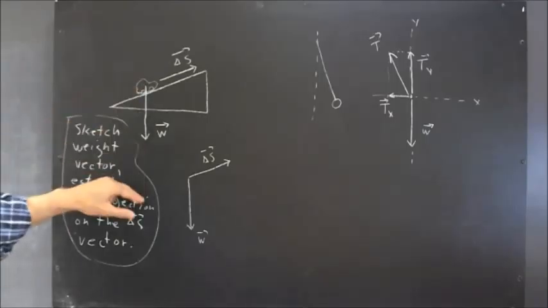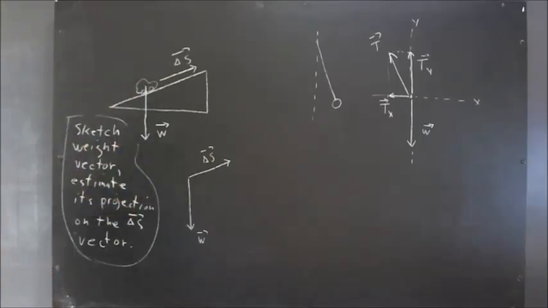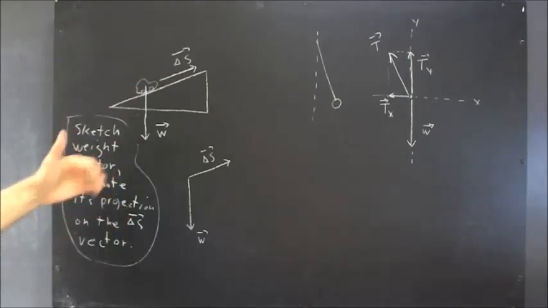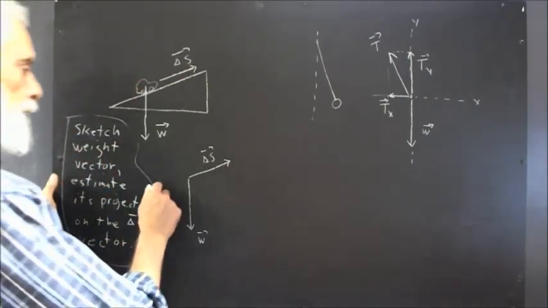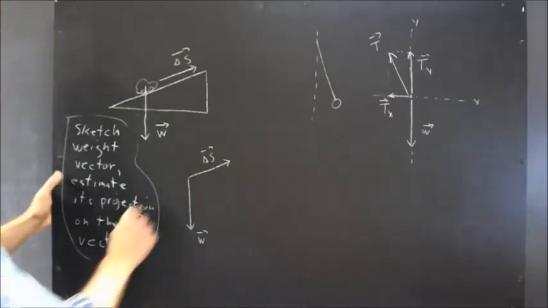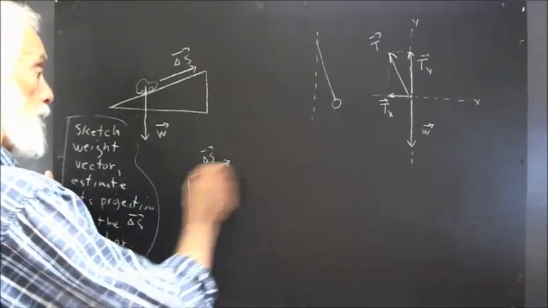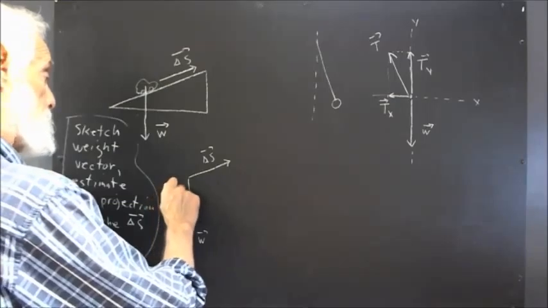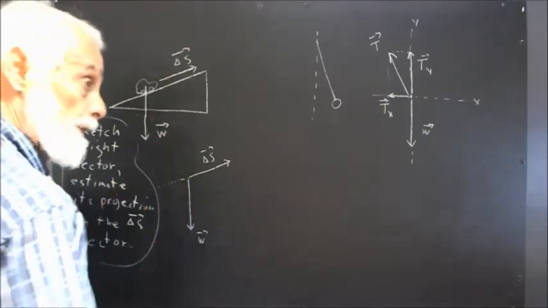Now, you might have drawn the weight vector longer or shorter. That's okay. I'd want to draw it fairly long so that we can kind of see the projection. But you don't want to draw it too long. You overwhelm the delta S vector if you do that. Okay, well, you should have done that.